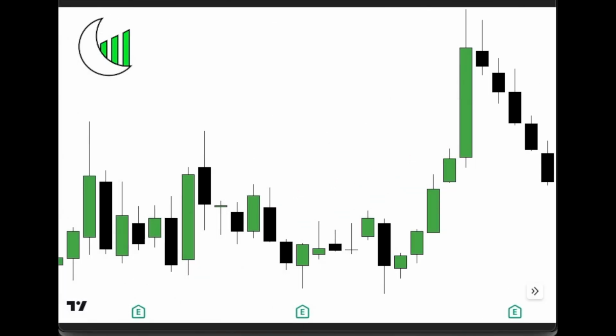All right, here's example number 3. Again, market structure or trend, which direction?